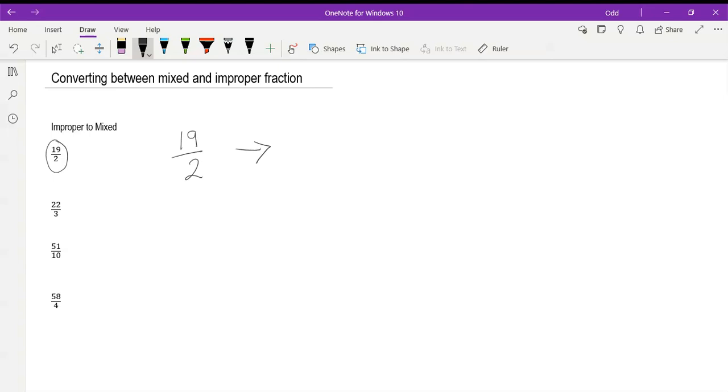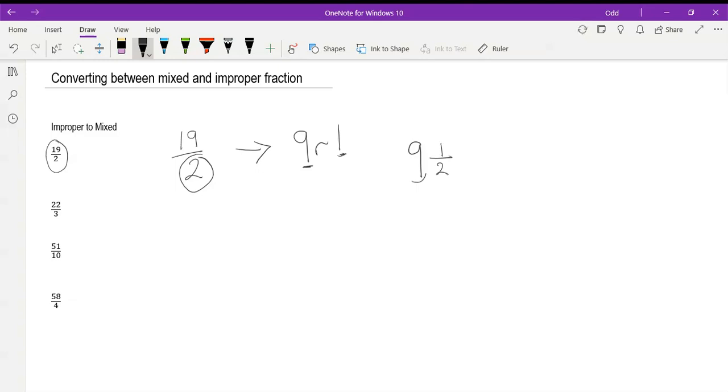So what is 19 divided by 2? Okay, 19 divided by 2 is going to give us 9 with a remainder of 1. So this 9 becomes the whole number, and the remainder becomes the numerator of the mixed fraction, and then our denominator stays as 2. So 19 over 2 will be 9 and 1 half, or 9 whole number, 1 over 2. We just have to find the remainder. The remainder becomes the numerator.